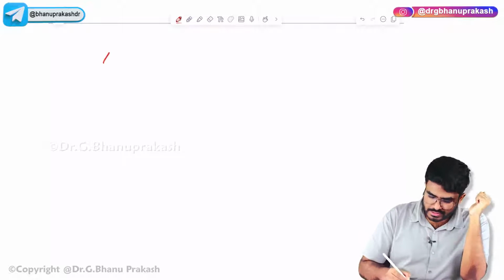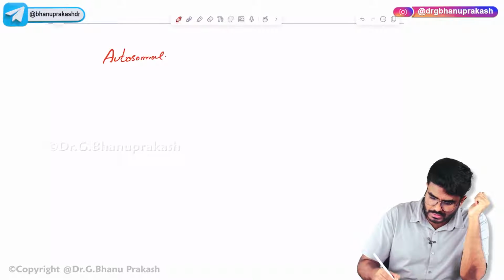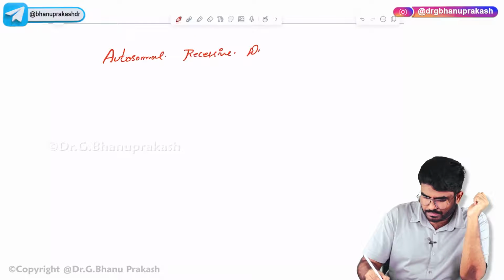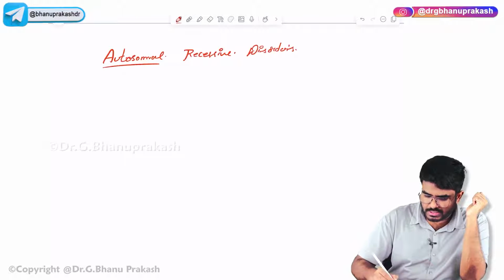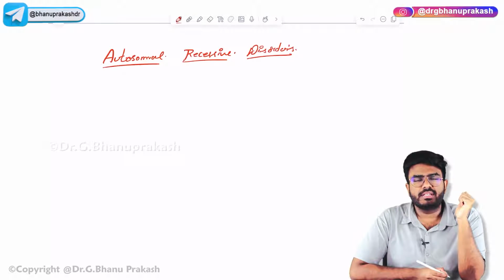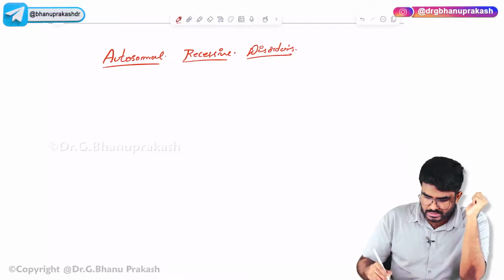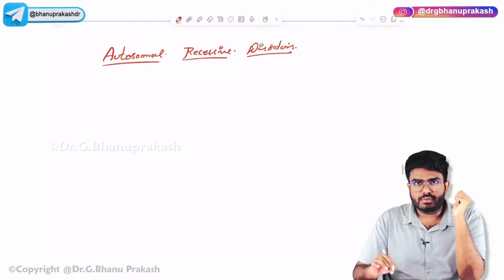Welcome back guys. Now in this video, let's discuss autosomal recessive disorders. Already we have discussed the autosomal dominant conditions. Now in this video, we will be discussing the autosomal recessive disorders. What are the examples of the autosomal recessive disorders?